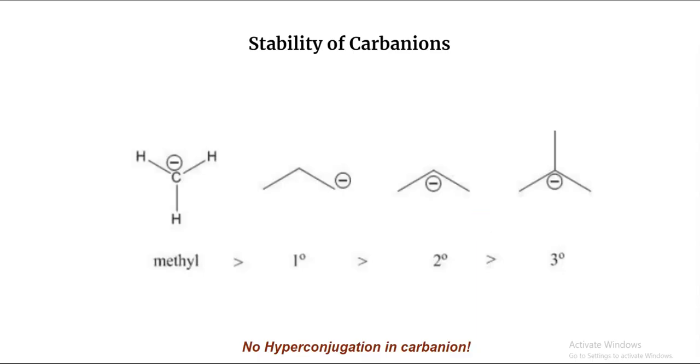Now let's see carbanions. We already know this trend. The methyl carbanion is the most stable. The tertiary carbanion is the least stable, sorry. And if we are trying to weigh in the factors that we talked about before, first, there is no hyperconjugation in carbanion, because there is no empty p orbital. That's why you can't donate those CH bonds into this orbital. The p orbital is completely filled. So there is no hyperconjugation in carbanion.